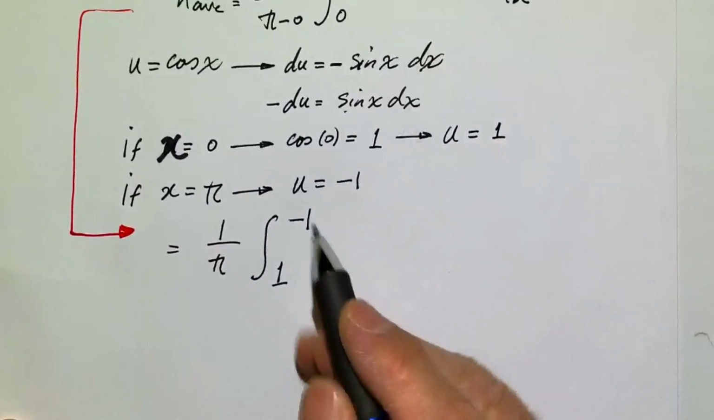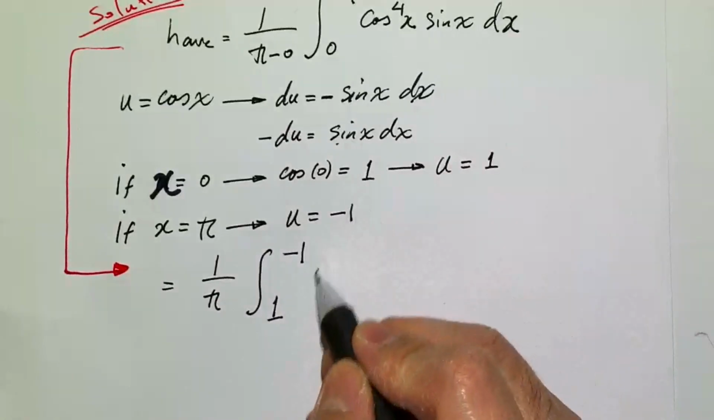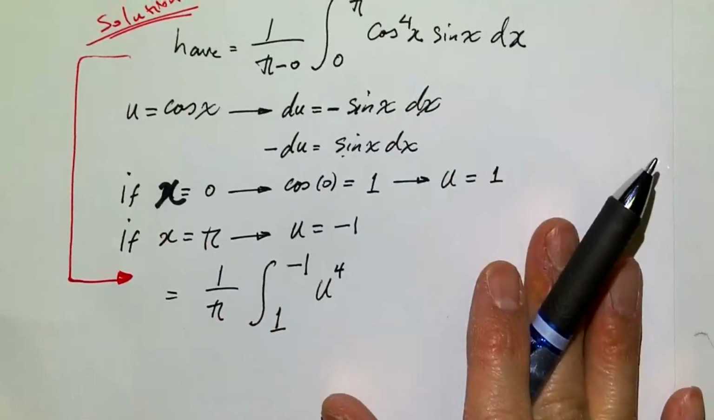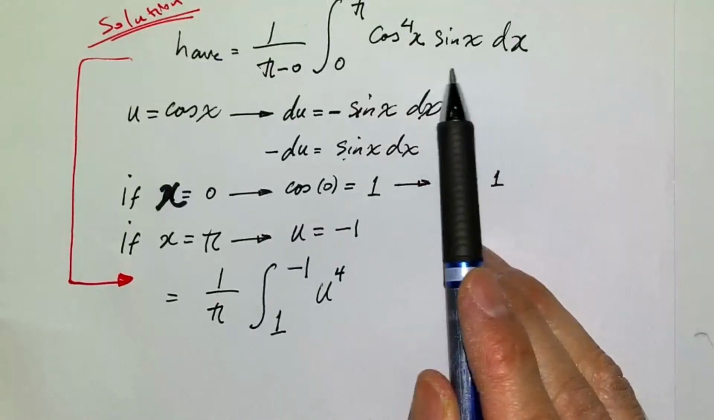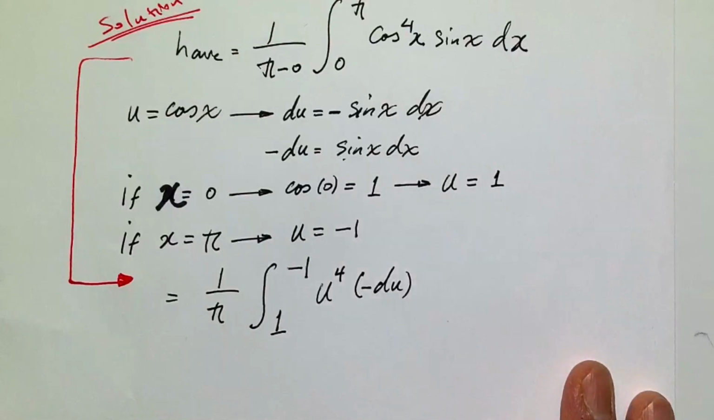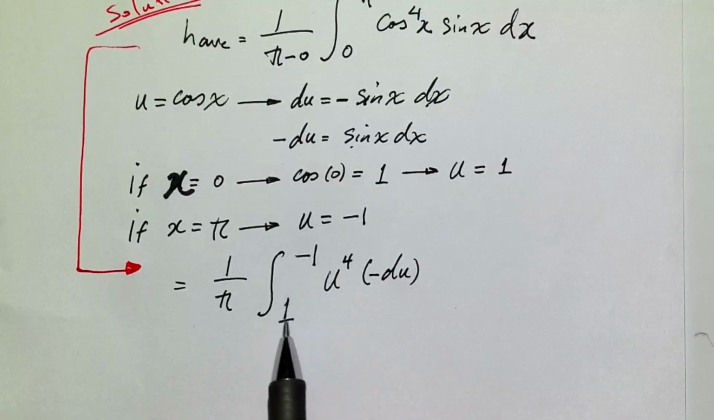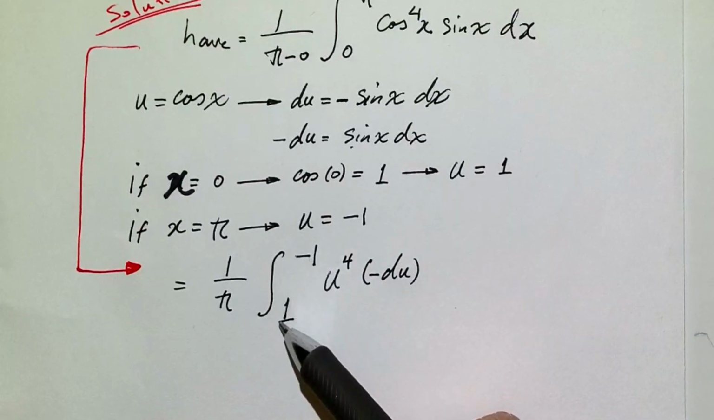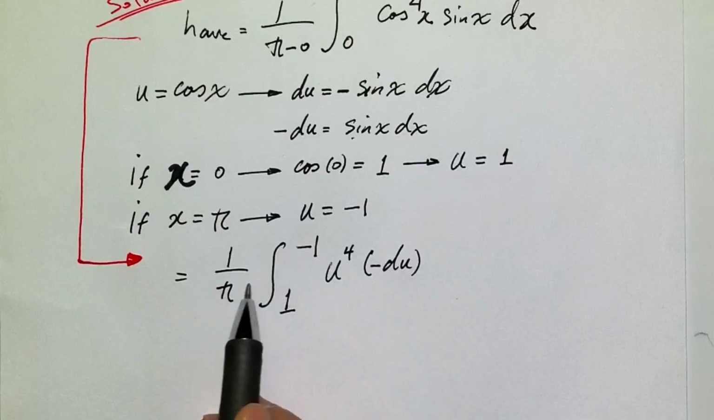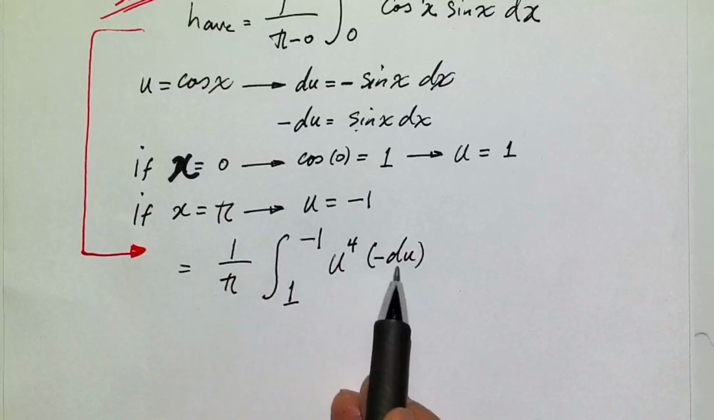We'll take care of that next, but let's complete this integral. Cosine of x was u, so cosine to the 4th power would be u to the 4th power times minus du, because minus du is equivalent to sine x dx. Now we need to fix this so that 1 is up here and minus 1 is the lower limit. We simply multiply this integral by minus 1, and that will make this minus du disappear.